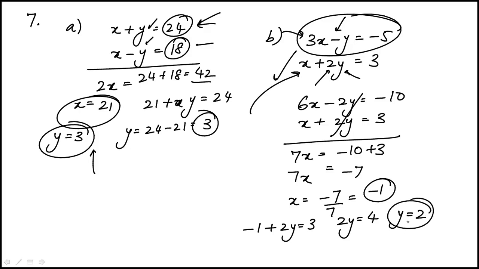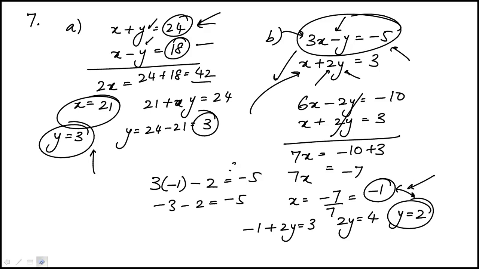And I can check this solution, x and y, by substituting in the first one. 3 times minus 1 minus y. And the question is that minus 3 minus 2 is indeed equal to minus 5. So this is the correct solution.